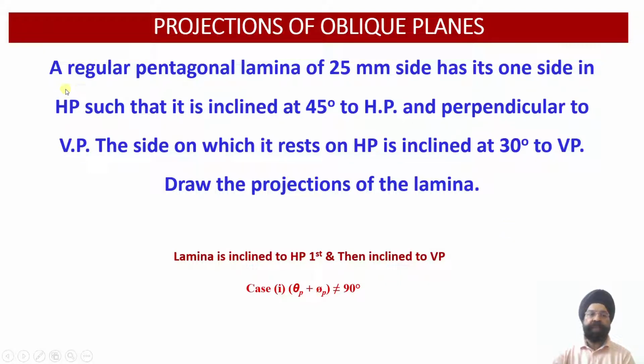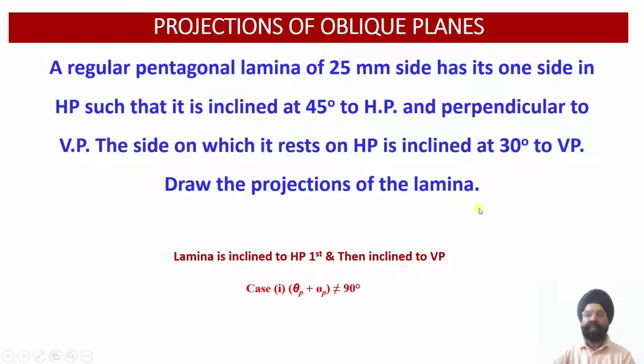Let us read out the statement for question number 1. Here we have a regular pentagonal lamina of 25 mm side, having one of its edges in the horizontal plane such that it is inclined at an angle of 45 degrees to the horizontal plane and perpendicular to the vertical plane. In the second iteration, the side on which it rests on HP is further inclined at an angle of 30 degrees with respect to the vertical plane. We are required to draw the projections of the lamina.